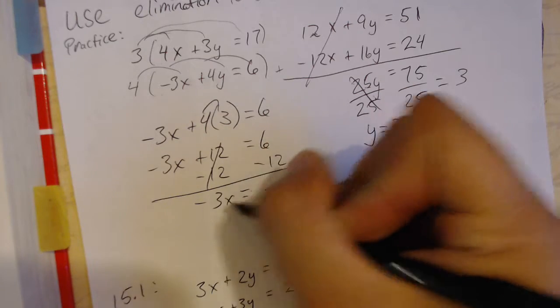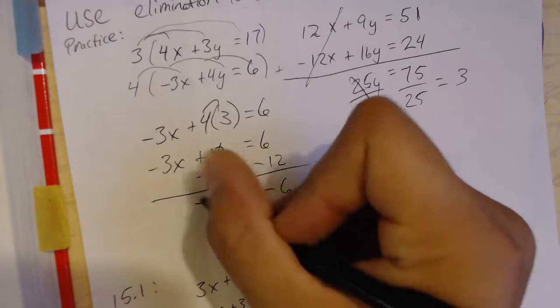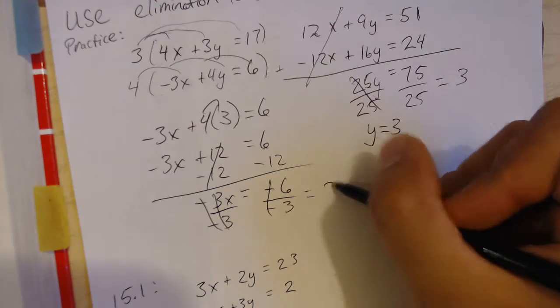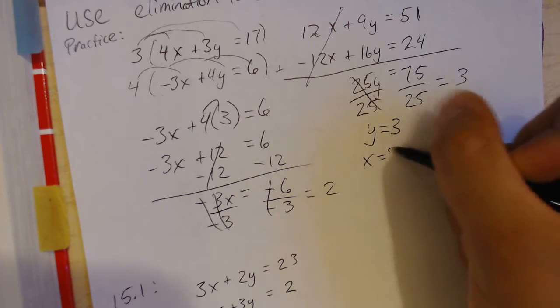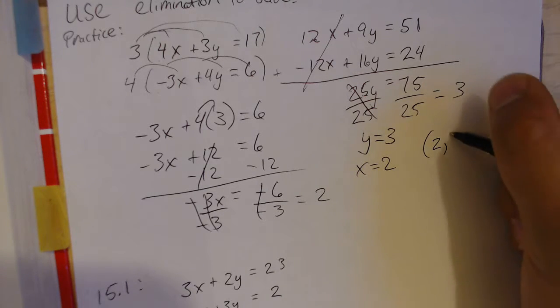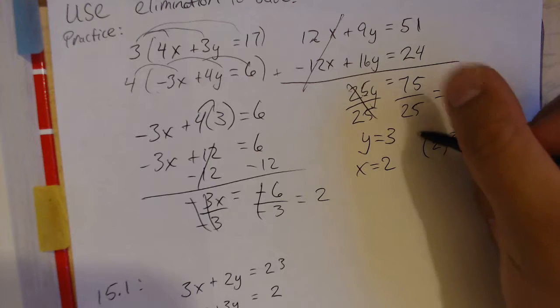So negative 3x equals negative 6, divided by negative 3 on each side. And then we get 2. So y equals 3, x equals 2. We write our final answer as 2, 3 as a coordinate pair.